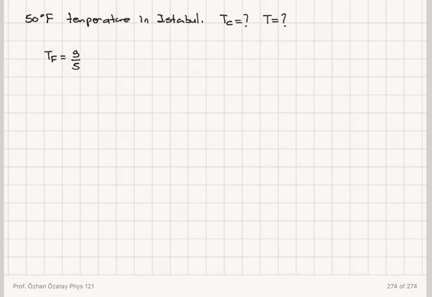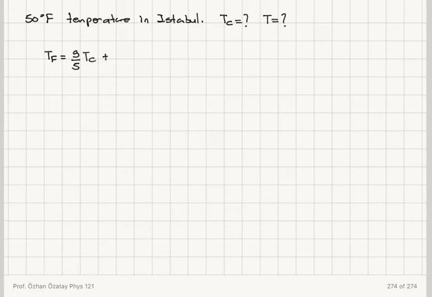Now I want to give you an example. I have a temperature reading of 50 degrees Fahrenheit. This is from the weather forecast for temperature, let's say in Istanbul. What is this temperature reading in the Celsius scale? What is this temperature reading in the Kelvin scale?